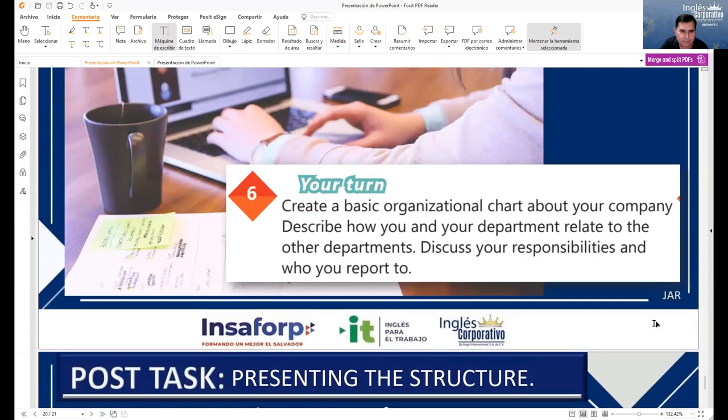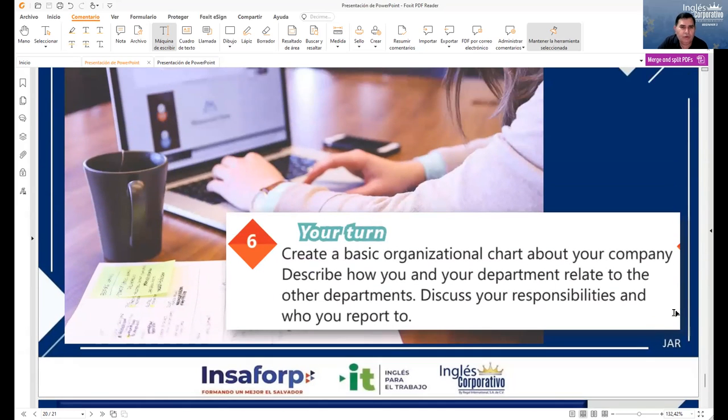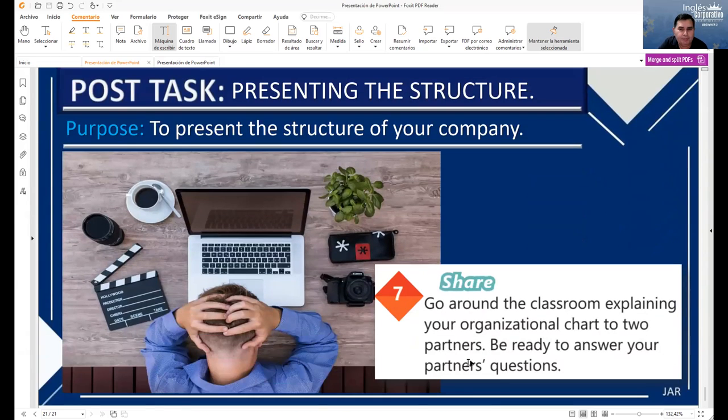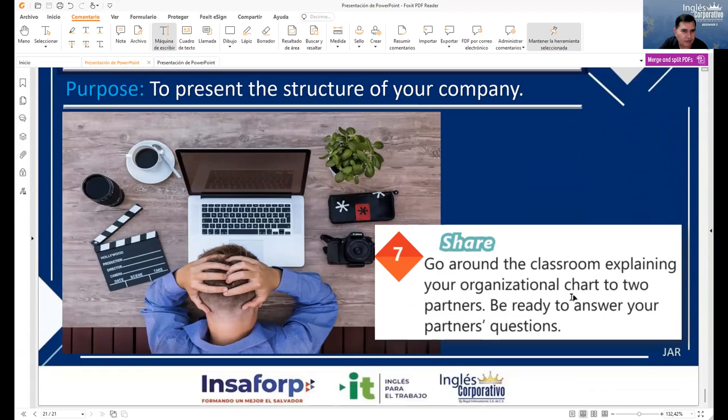Now, this is the last thing that you have to do. Create a basic organizational chart about your company. Describe how you and your department relate to the other departments. Discuss your responsibilities and who you report to. And go around the classroom explaining your organizational chart to two partners. Be ready to answer your partner's questions.